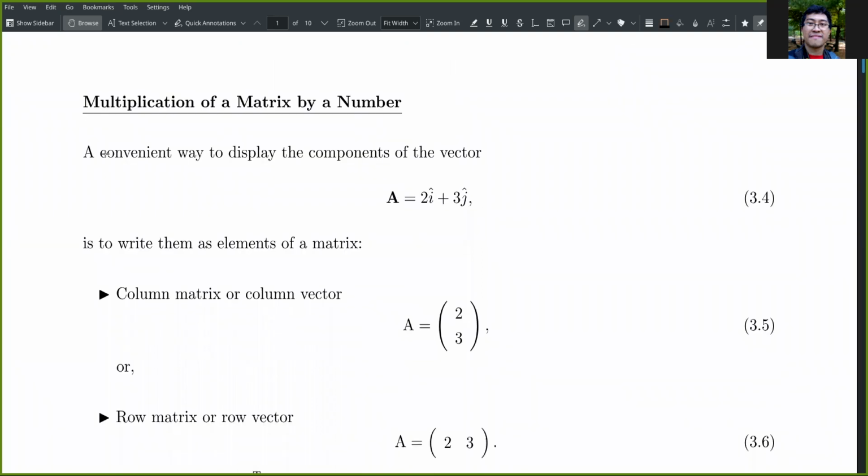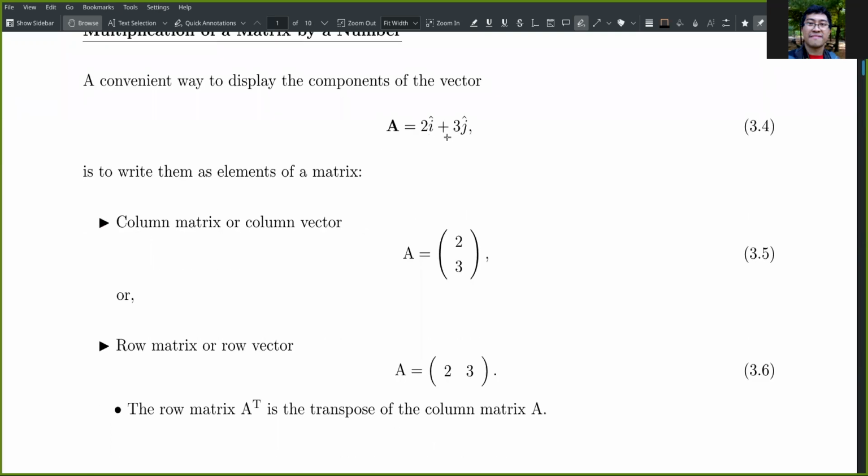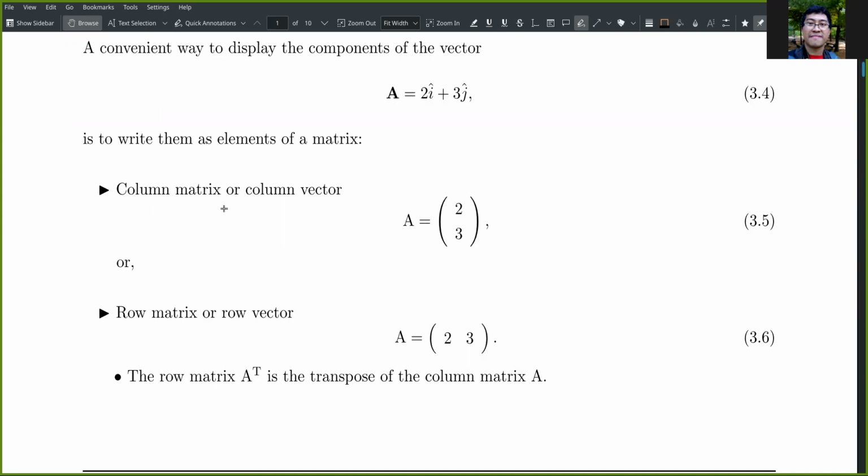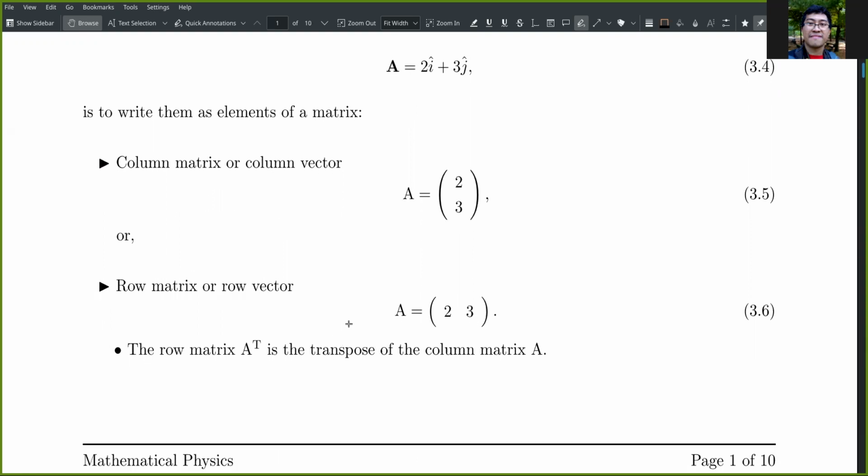So let's see what happens in this case where you have a vector. To write this vector with components 2 and 3 along unit vectors i and j hat respectively, we can write either a column matrix or a column vector 2, 3 written in one column, or a row matrix written in one row 2, 3. This row matrix, A transpose, is called the transpose of the column matrix A.